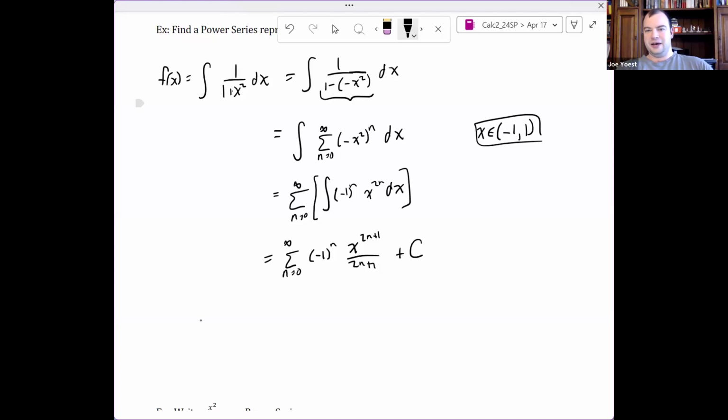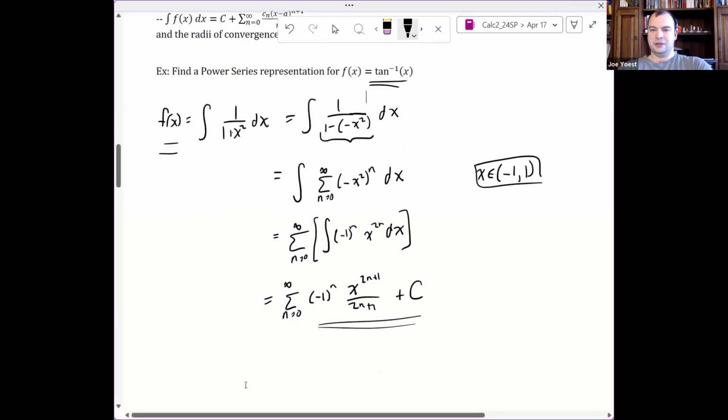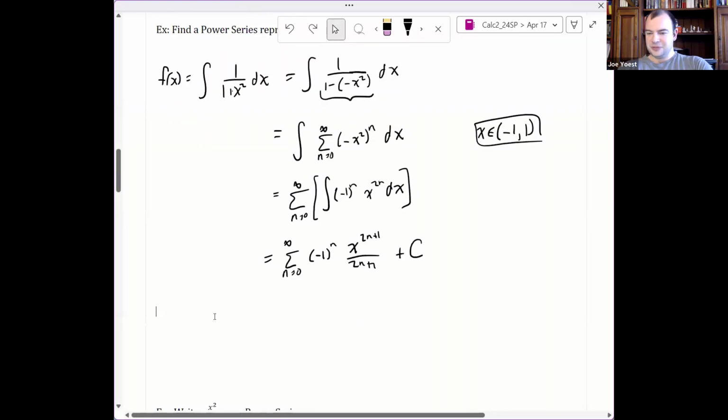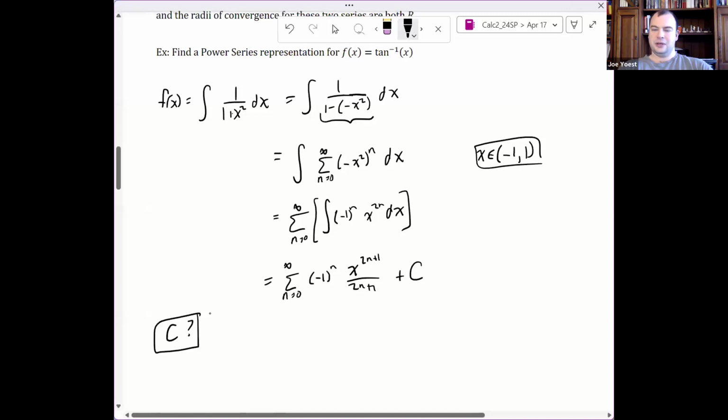Okay, so I have this so far, but I pretty clearly see that f of x is actually arctan x, right? It's actually a specific function. So of course, I can't just have an arbitrary plus c here. It's got to match the original function. So what is c? Let's figure out that next.